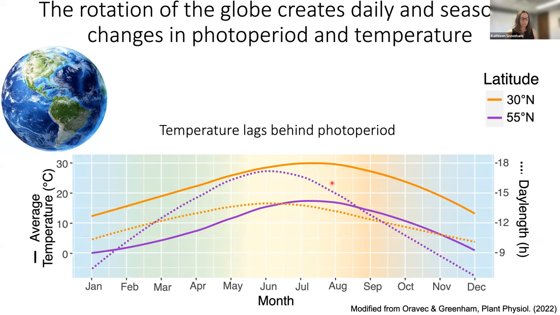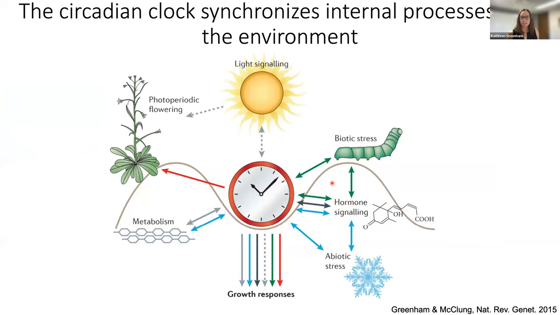Now, as Stacey and Lei have already mentioned, how plants sense changes in temperature and photoperiod is due to the circadian clock, which is conserved across all kingdoms of life.